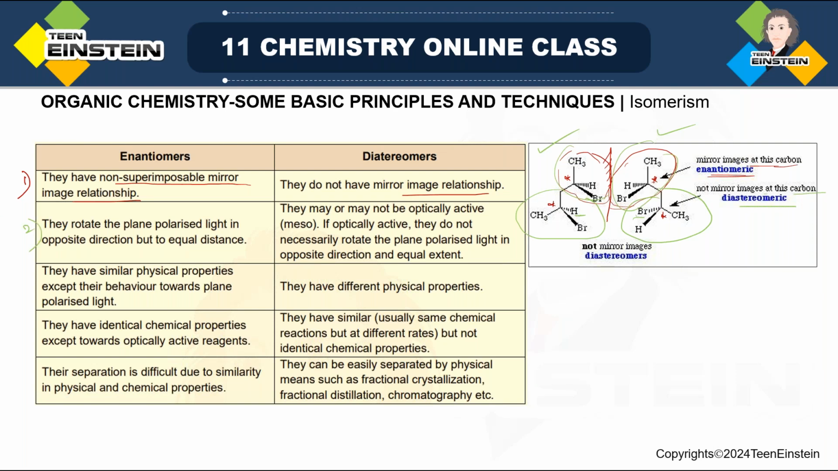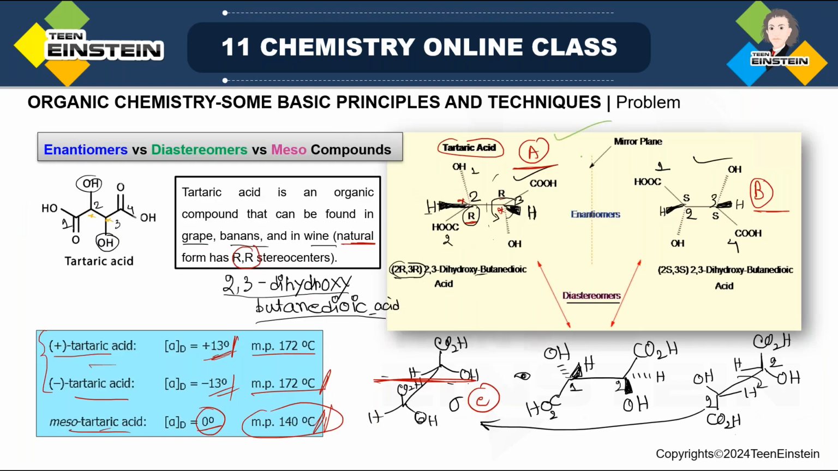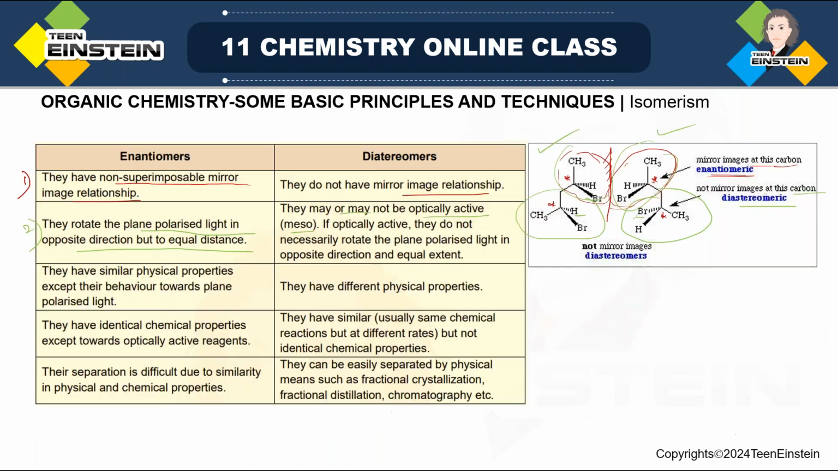Now the second point: they rotate the plane polarized light in opposite direction but by equal amount. Just consider the previous example, it is plus 13 degrees, another one is minus 13 degrees. Now in case of diastereomers, they may be optically active, they may not be optically active. When it is not optically active, it is meso, isn't it? So in some diastereomeric relationships, just take this molecule. When you are considering A and B, these two are enantiomers of each other.